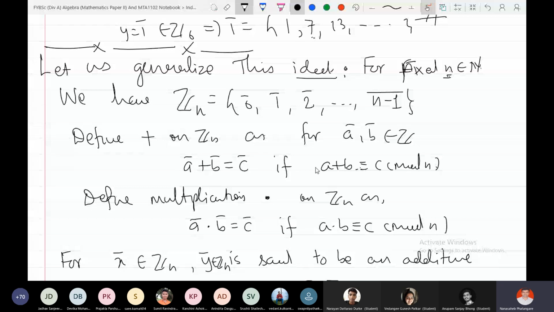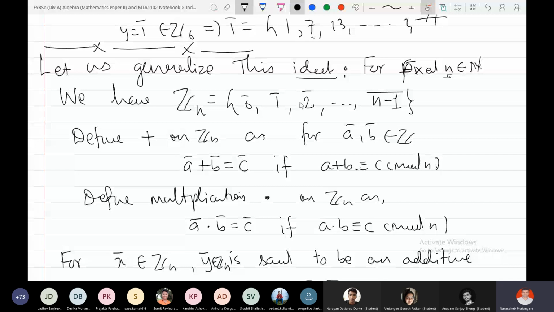That means if you want to add class of A and class of B, then it is a new class C. But what is the class of C? It is the class of A plus B. The class of A plus B is different from the class of A and the class of B. For example, the class of 1 and the class of 2, and the class of 1 plus 2 is 3, which is a different class, right?